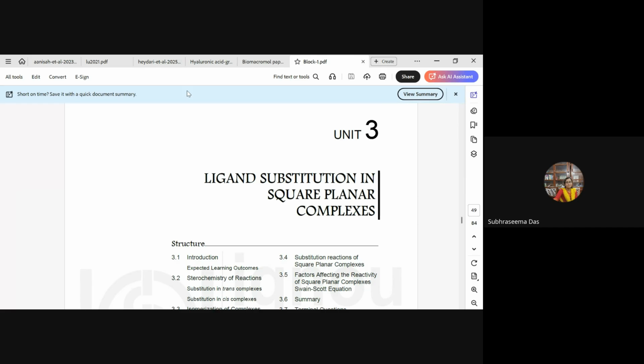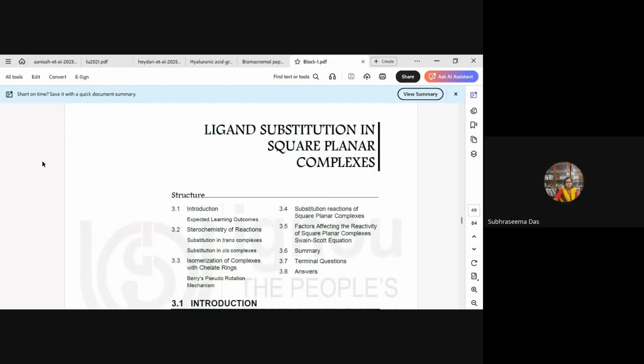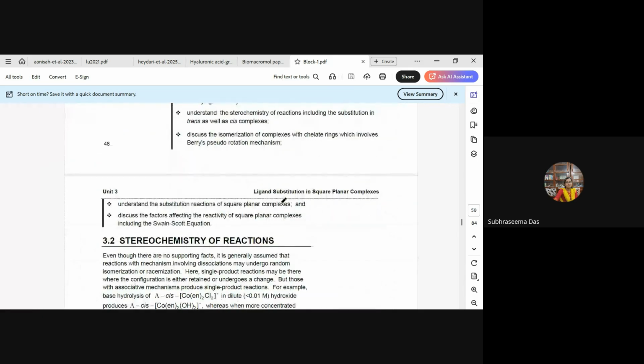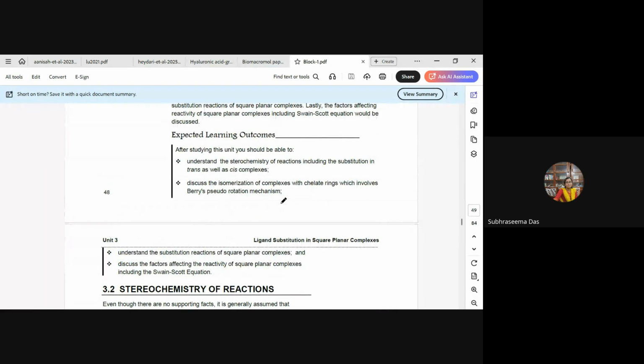So, good evening, everyone. Today we'll start with the ligand substitution in square planar complexes. Last class we talked about the substitution reaction. Today we'll particularly focus on ligand substitution in square planar complexes. So, in this chapter, we will understand the mechanism of the substitution reactions in trans and cis complexes.